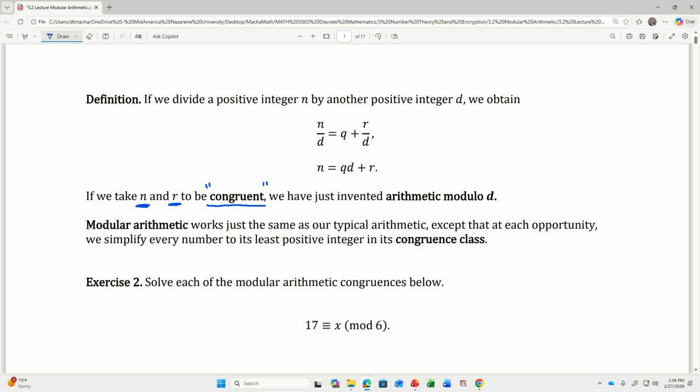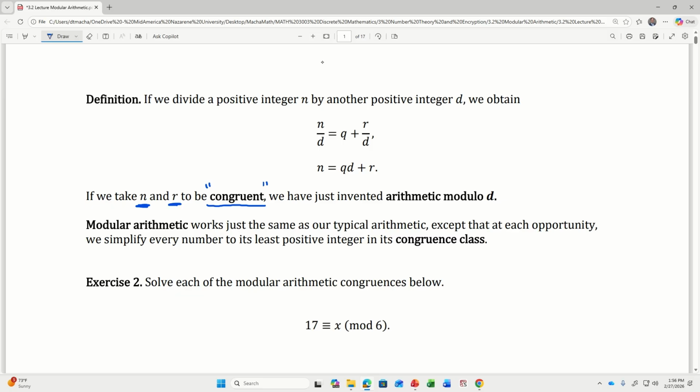So modular arithmetic works just the same as our typical arithmetic, adding and subtracting and multiplying and dividing, except that on every opportunity, we reduce all of the numbers, every term and every factor in our arithmetic, down to the least positive integer in its congruence class.